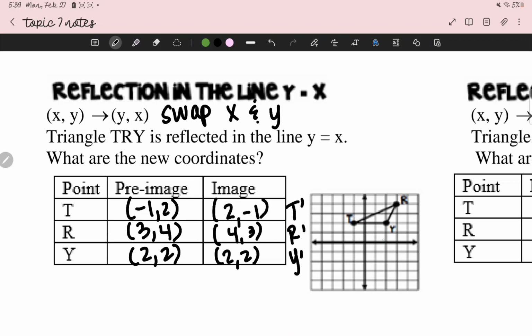Alright, T prime is now at 2, -1. R prime is at 4, 3. And Y prime is at 2, 2. Oops, which didn't actually change. So it's still there. Alright, and then when I put that line of reflection on there, you can see that y equals x is here. Okay, that is that line of reflection right there, my green line.